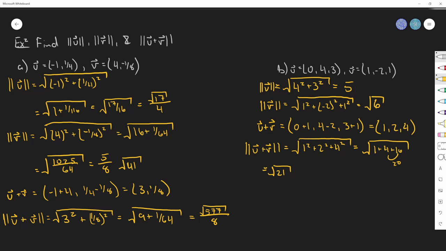Cool, we finished the second example. So now we're gonna move on to our last example. I think it's the same number of parts. I could be wrong, but we will check. So let's go.